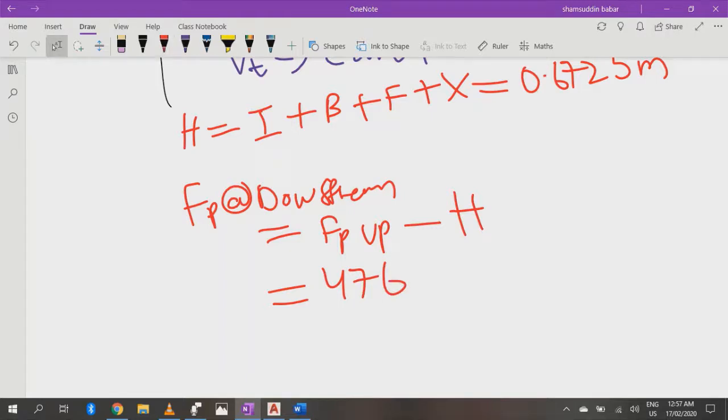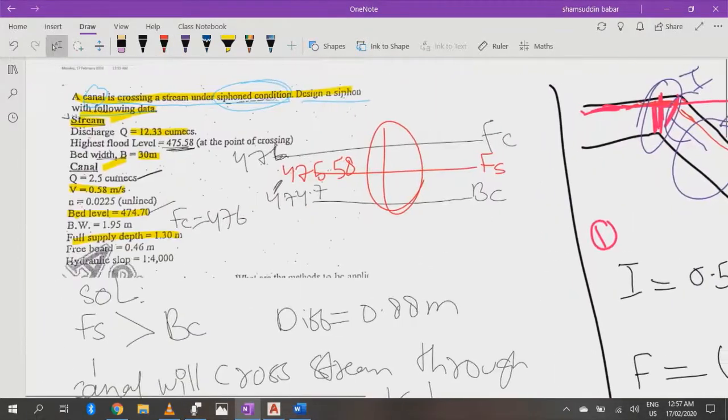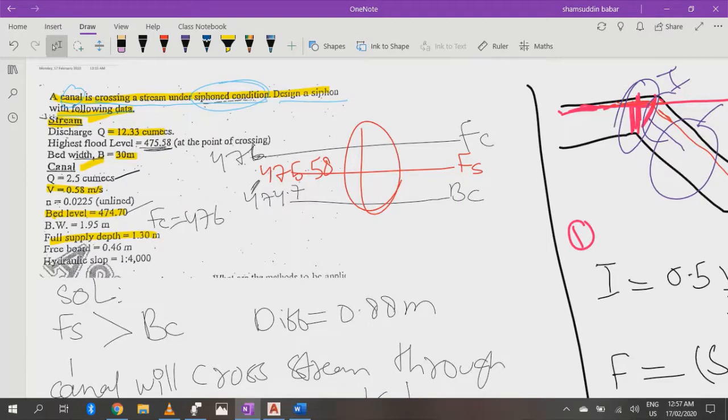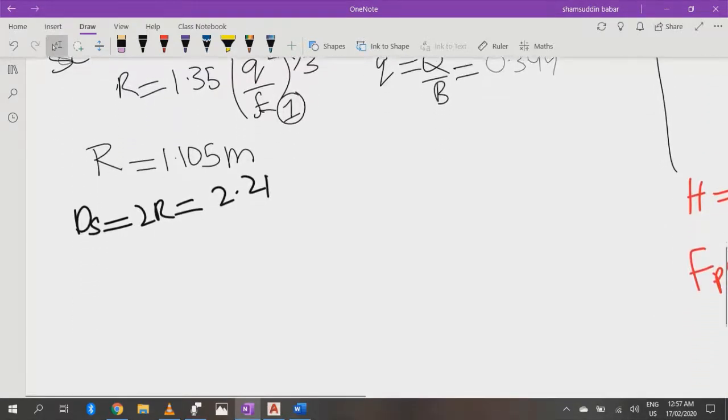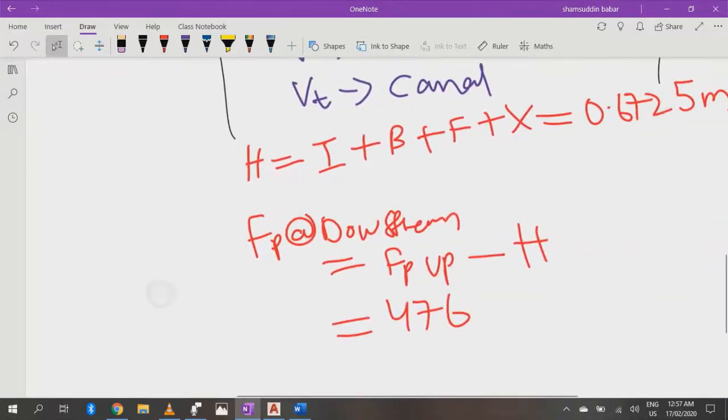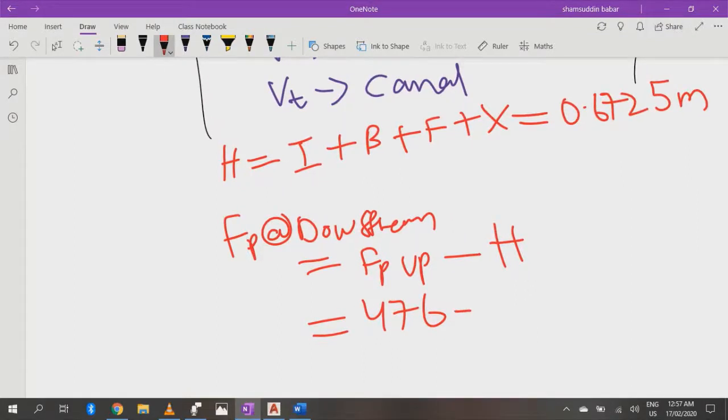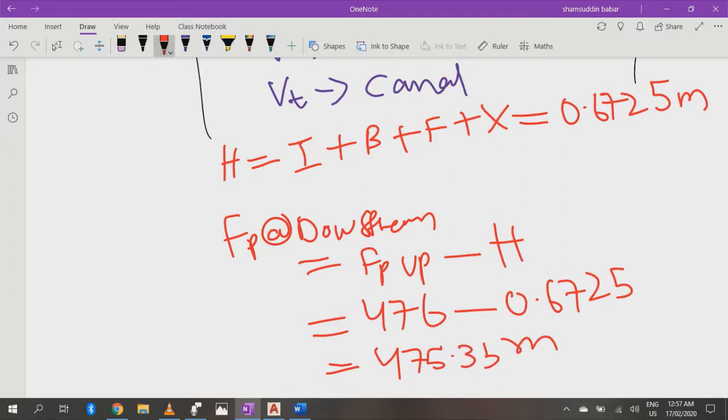We have already calculated it here. 476 minus losses 0.6725 is equal to, my answer is 475.33 meter. So this was the solution.